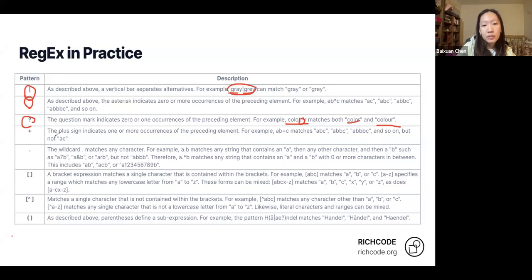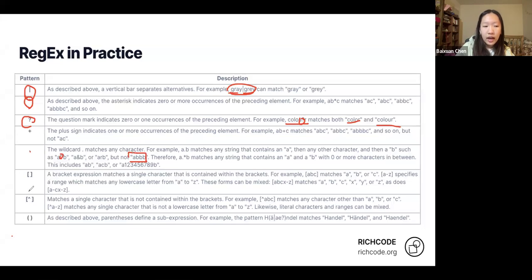The plus sign means 1 or more occurrences of the preceding element, which is very similar to the Kleene star, except that we need 1 or more instead of 0 or more. And then the wildcard means it can be A and then any other character, like here it's any character, but it can only be one character. Like they said here, it's not A, B, B, B.